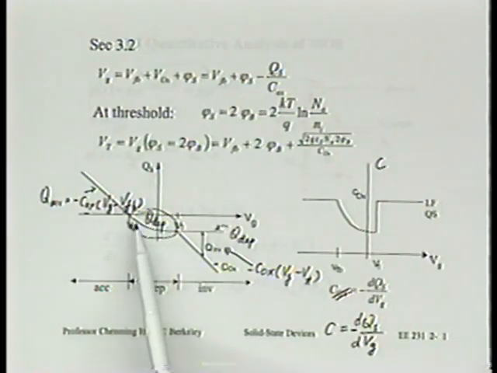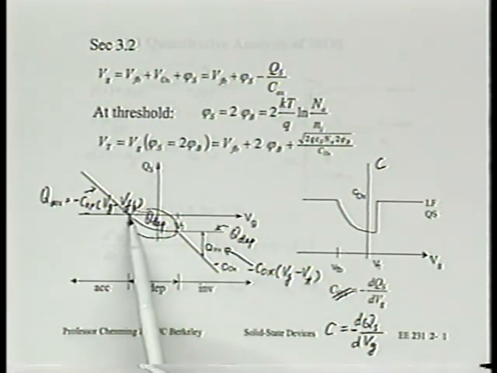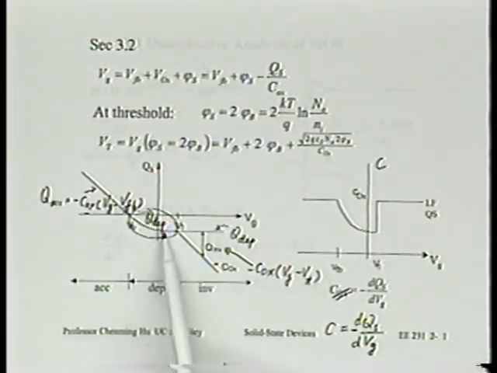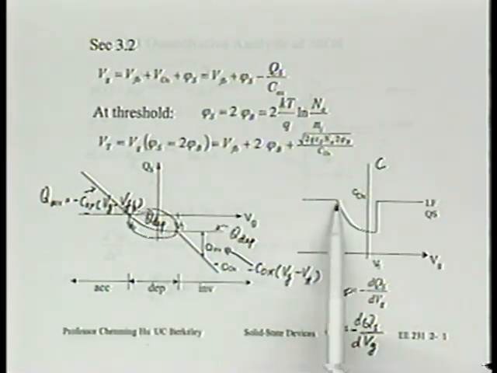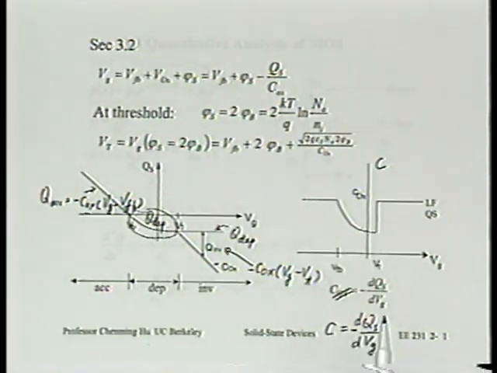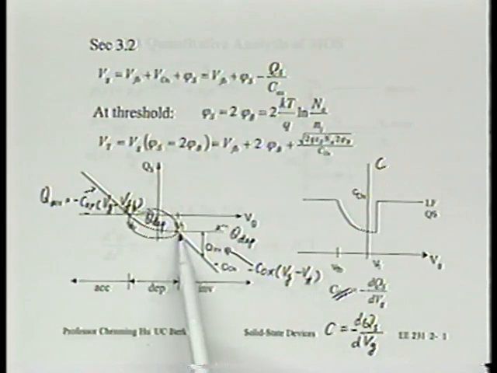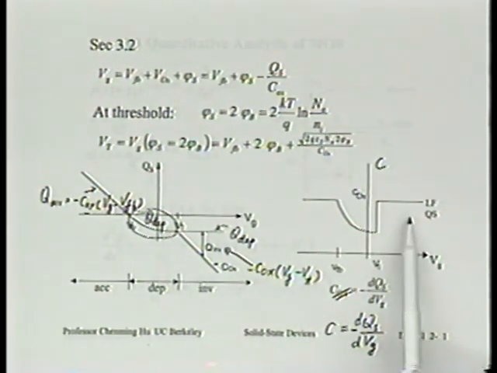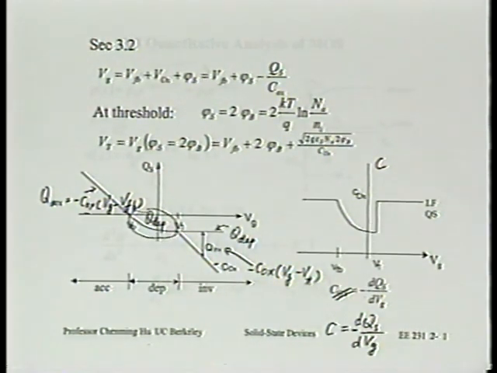In the depletion region, we notice the slope gradually decreases, and capacitance decreases. And in the inversion region, the slope increases again, back to Cox. That's the slope, and we can see the CV curve increases back to Cox. So this is a summary of what we covered in the last lecture.